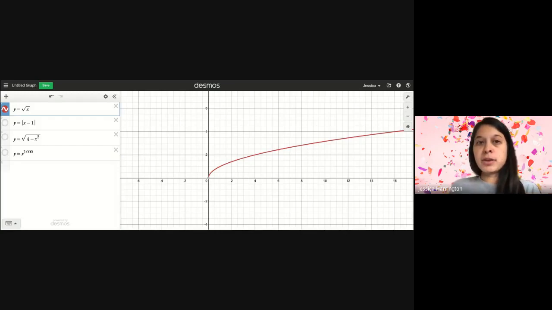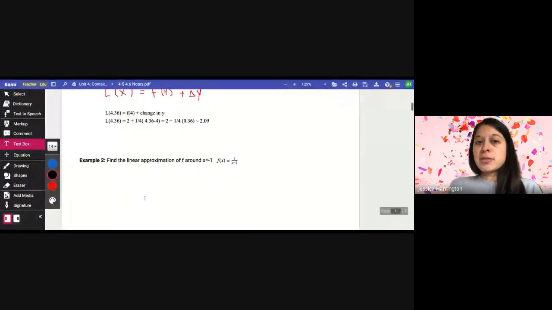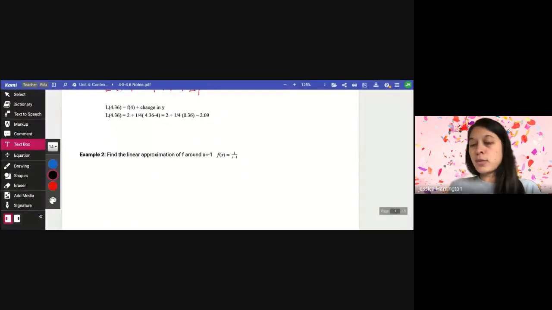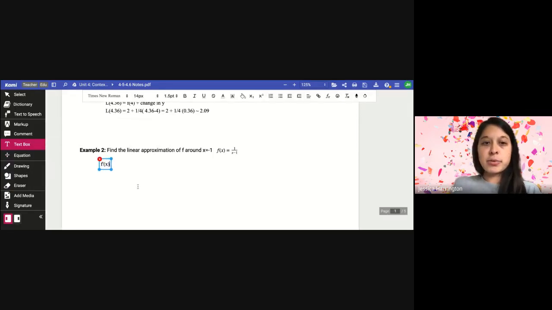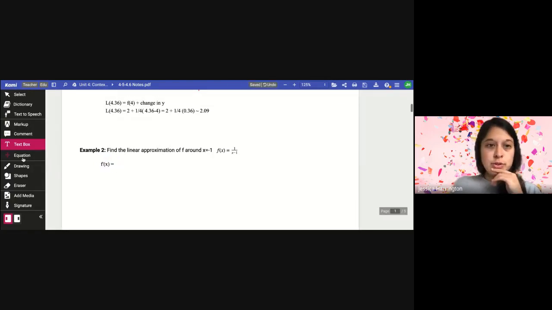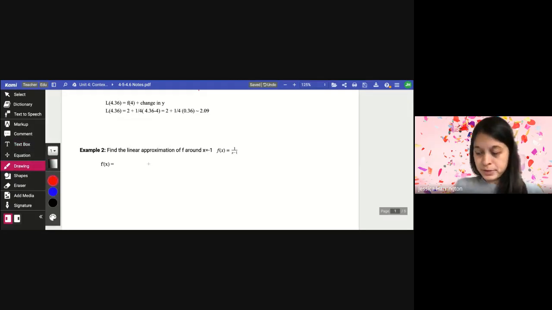Okay, so let's do this again. Let's try another one. Find the linear approximation of f around x equals -1. So let's find the equation of the tangent line for this function. So let's find f prime of x, the slope of that tangent line at that point. I'm going to just have to write it, because we can rewrite this as x minus 1 to the -1, and then just use the chain rule.